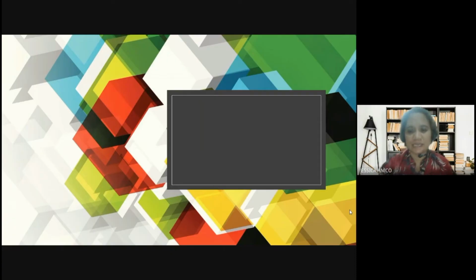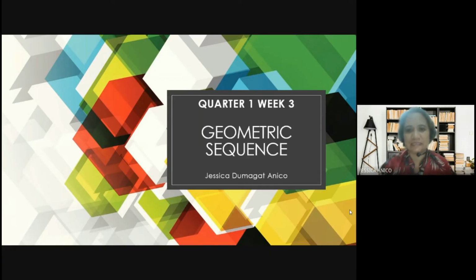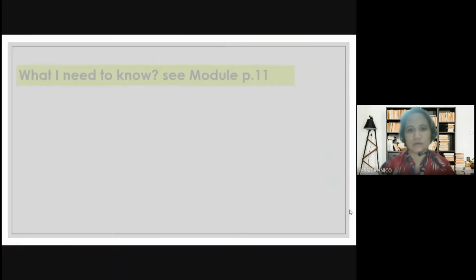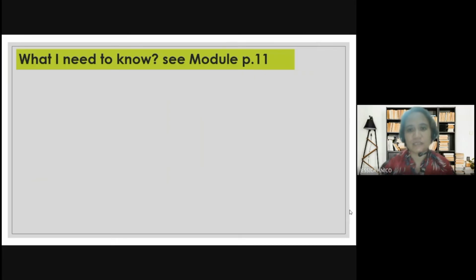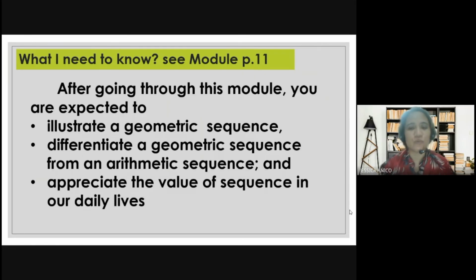We will discuss another sequence, and it is called geometric sequence. For our objectives, after going through this module, we are expected to illustrate a geometric sequence, differentiate a geometric sequence from an arithmetic sequence, and appreciate the value of sequence in our daily lives.